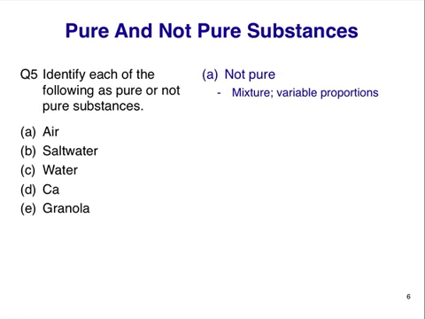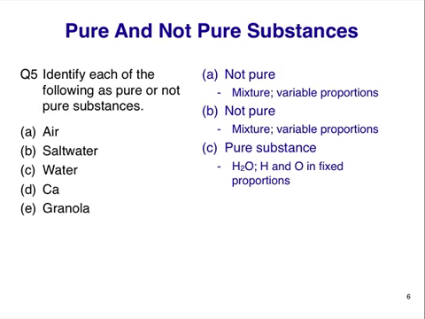The first is not a pure substance. We already know that the composition of air can vary. Pure substances have a fixed composition, so air cannot be a pure substance. Salt water is a mixture, and its composition can vary. A variable composition must mean this is not a pure substance.